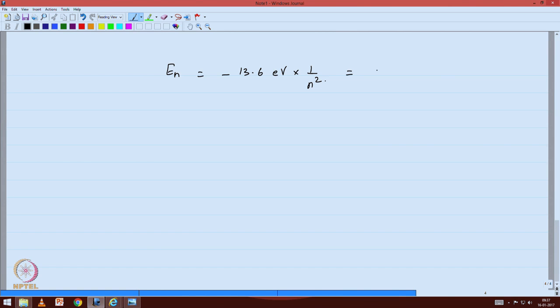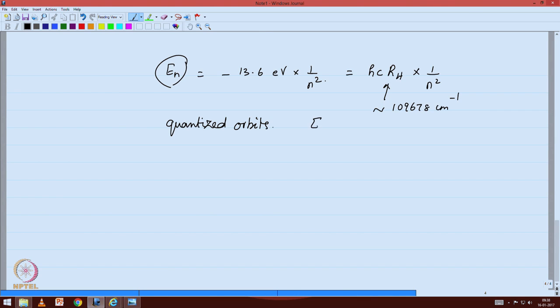And this you can write in the form of hc and the Rydberg constant into 1 by n square, and this Rydberg constant happens to be 109,678 centimeter inverse, roughly. There are small differences due to the reduced mass of the electron and so on, but it's approximately the same. Therefore, the success story of Niels Bohr is that, through his assumption, he arrived at the quantized orbits with energies E1, E2, E3, etc.